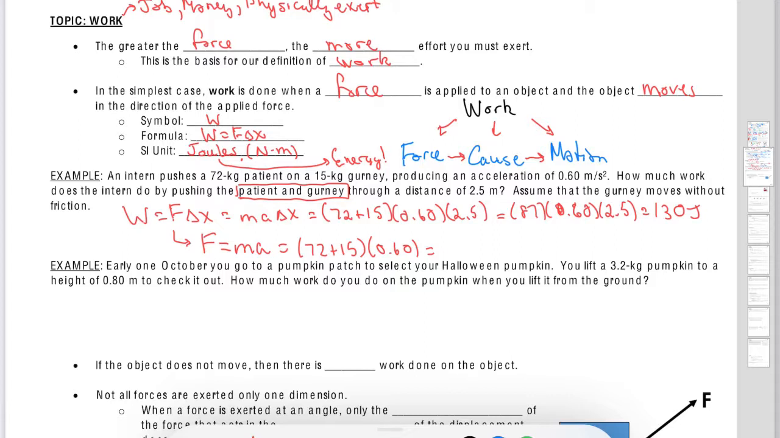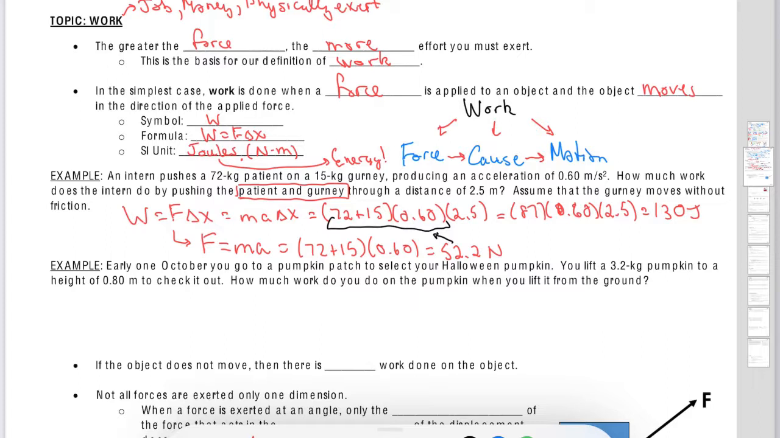It's just really personal preference of what you want to do. So the intern is exerting a force of 52.2 newtons, and that's what this value is right here. So if you did it as separate steps, this is the point where you plug in the 52.2. Alright, next question we have.